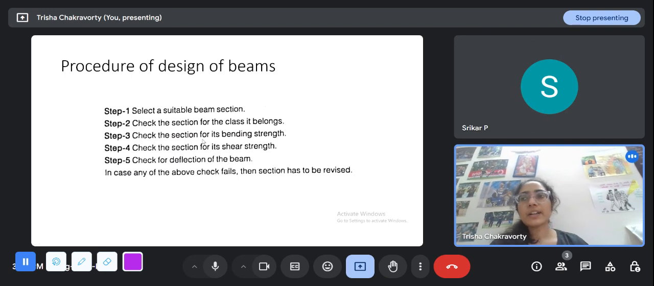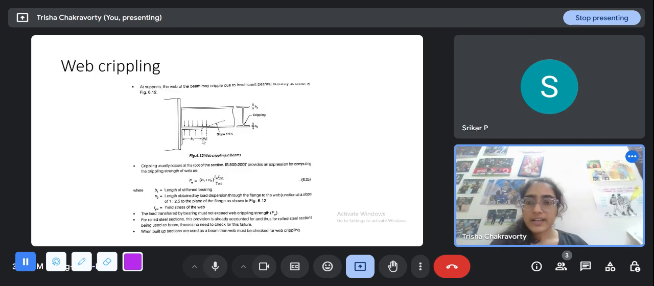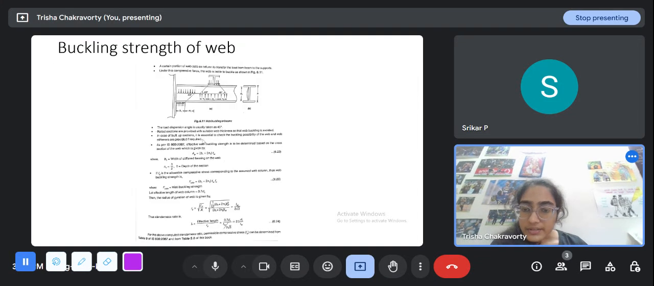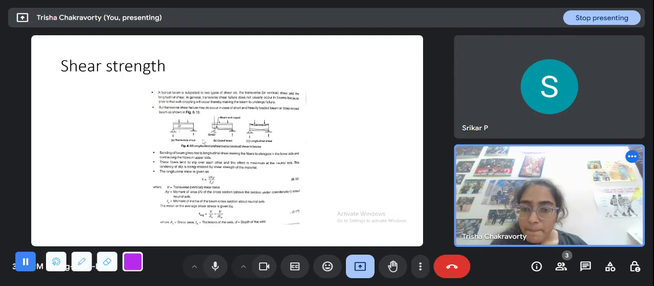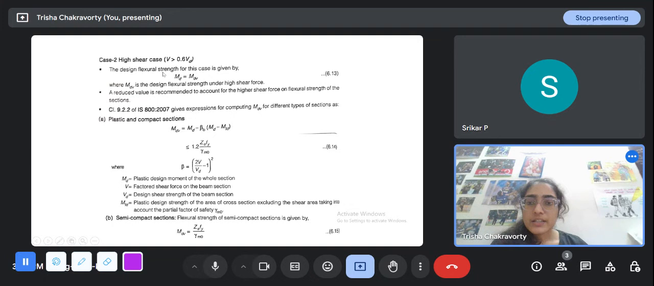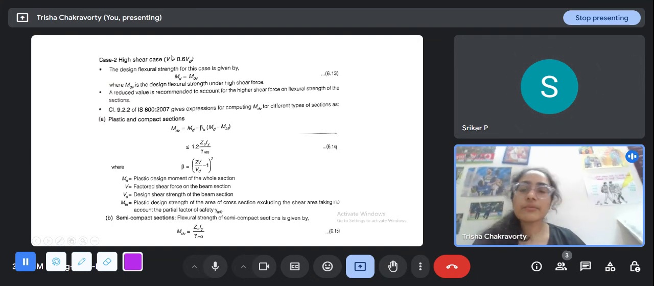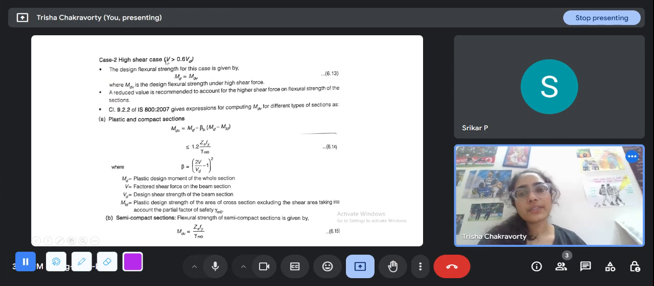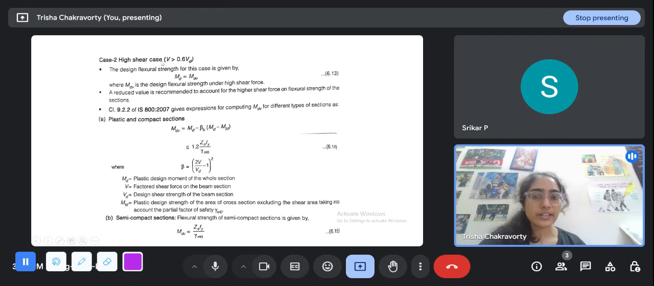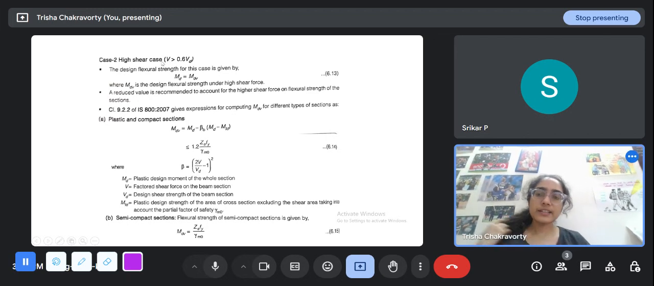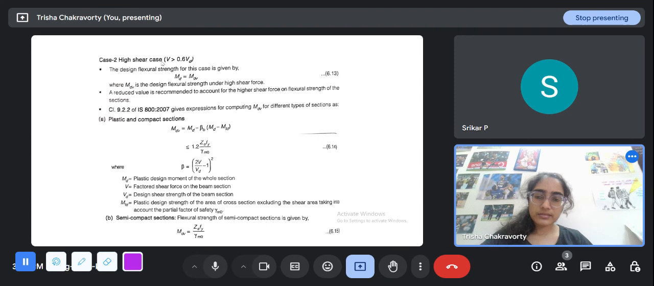But there is one case here where we say, for V greater than 0.6 VD, VD is the capacity, right? Yes, and V is the applied shear load. Now if V is greater than VD itself, that means this section is not enough in shear. In that case, we have to take a different section.